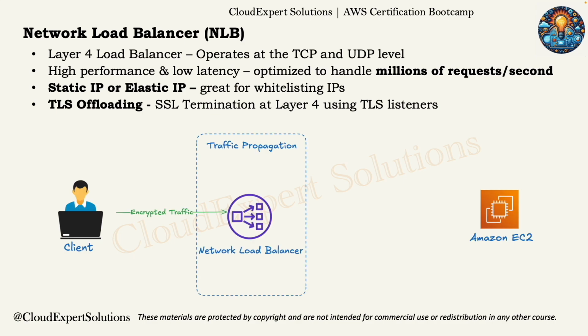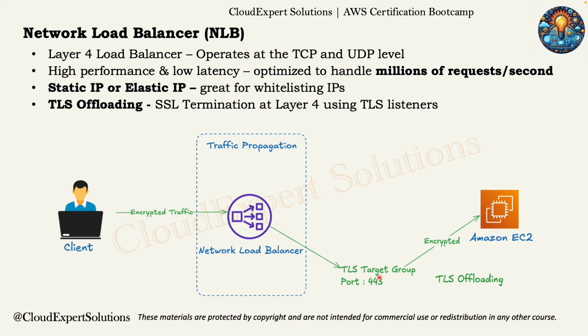Let's assume we have a network load balancer in front of our backend targets, which could be EC2 instances, and the client is sending an encrypted request over port 443. Now you can configure a TLS target group with port 443 to forward the traffic to the backend targets.